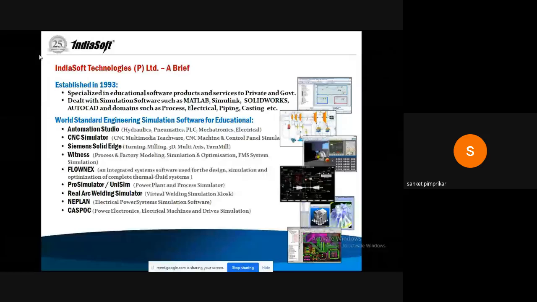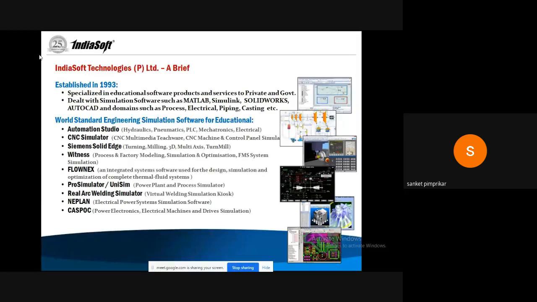We have Witness, which is a process planning and plant layout, factory modeling, simulation optimization software for your various production domains. Then Flownex software, which today we will be showcasing the technical aspects of according to the syllabus. Flownex is a thermofluid simulation software for design, modeling, and simulation of systems like heat transfer, thermodynamics, HVAC, power plant engineering. Multiple and whole thermal domains can be covered using it.